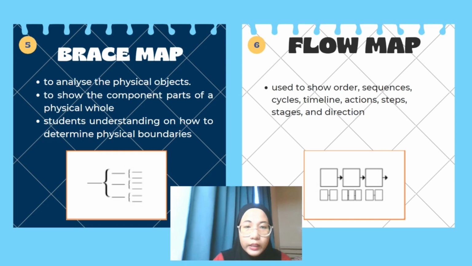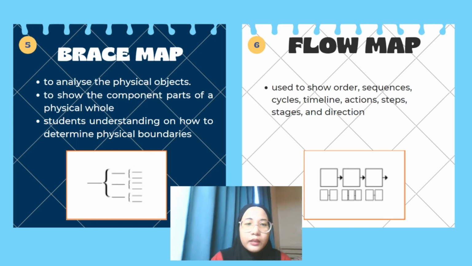The fifth map is brace map. Brace map is for the whole and its parts. This map is designed to analyze physical objects. It shows the component parts of a physical whole. This map encourages students' understanding of how to determine physical boundaries. So maybe you can use this map to write notes about the parts of the body that you apply for wudu.